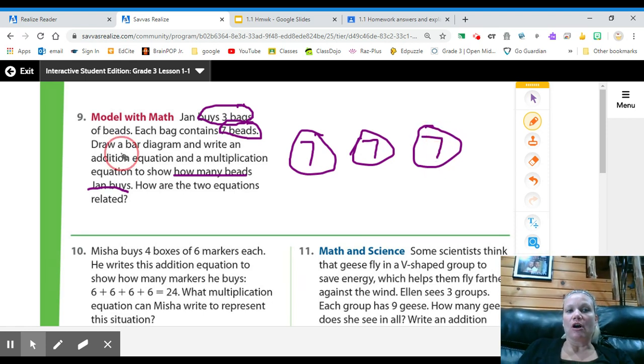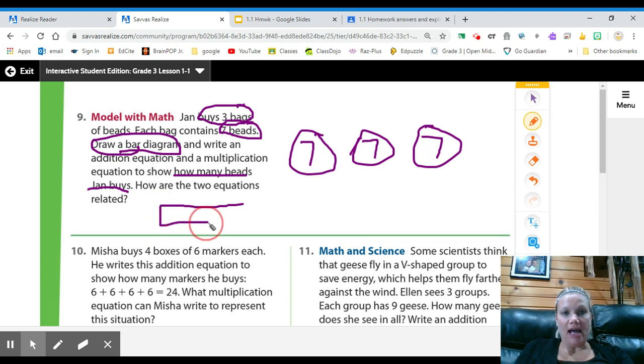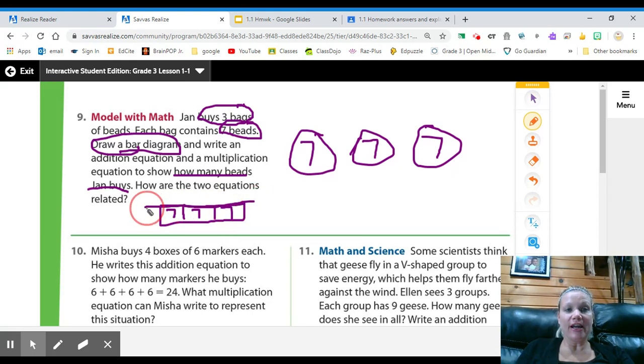And then we need to draw a bar diagram. Let's do that first then. If we draw a bar diagram, that means I start with a bar. And underneath my bar, I put how many groups. So how many groups? 1, 2, 3. So I'm going to break this into 3 groups. How many are in each group? 7, 7, and 7.